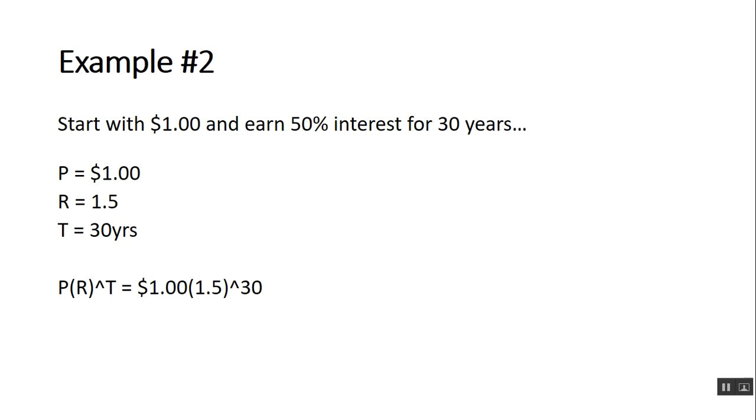Moving on to the second example, let's say you start with $1 and you get to invest it for 30 years, but you only earn 50%. How much money would you have after 30 years? Again, you plug the numbers in, $1 times 1.5 to the power of 30, and your money goes all the way down to $191,751.06. So that made a big dent for sure.